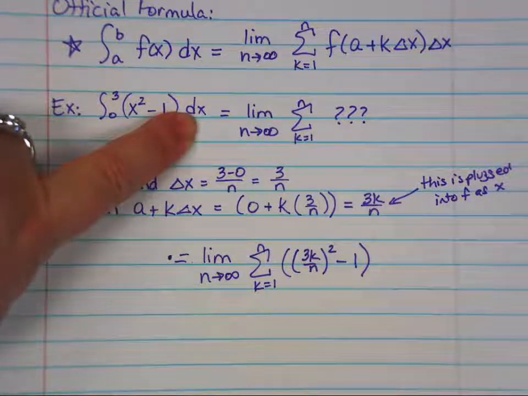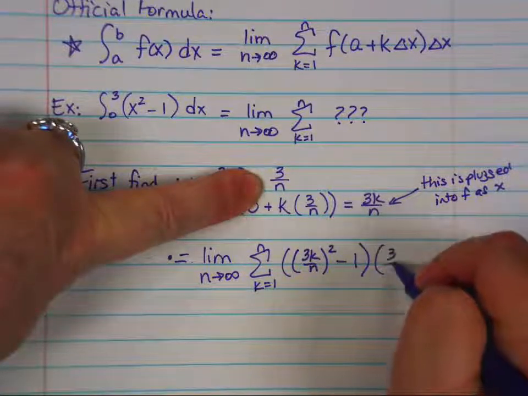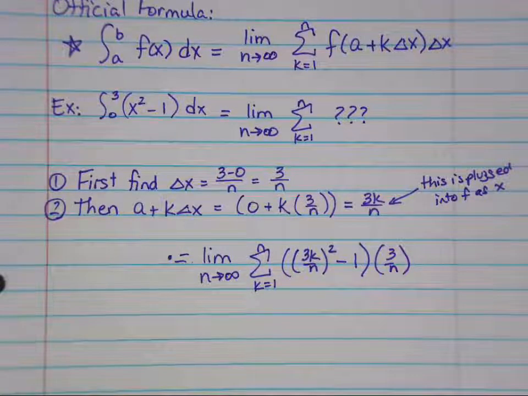And remember that dx is the same thing as delta x. What's delta x? 3 over n. That goes right there. You're done. Questions?